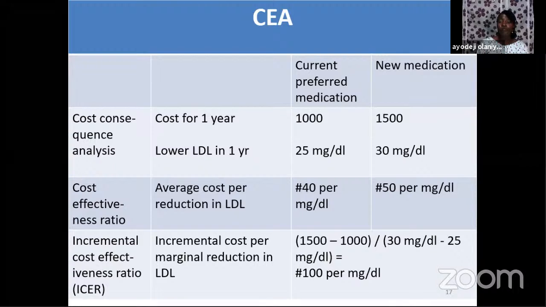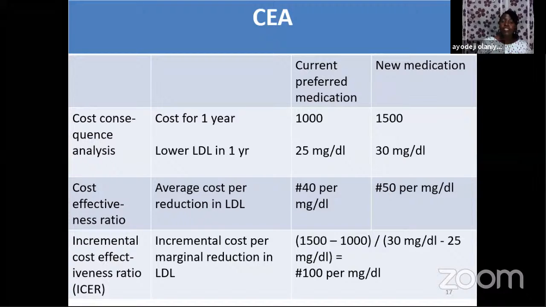On the first row, we have the current preferred medication. That's the medication that is being used. Then we have the new medication. Let's say we are comparing simvastatin and rosuvastatin in the management of cholesterol. On the second row, we have the cost for 1 year of the current preferred medication being 1,000, while the new drug, let's say rosuvastatin, has 1,000. The cost for 1 year of taking that particular alternative gives 1,005.